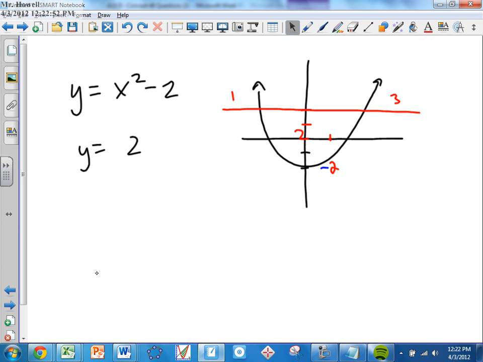Okay, so this problem says y equals x squared minus 2. We've got the line y equals 2. I went ahead and did it ahead of time for you guys.